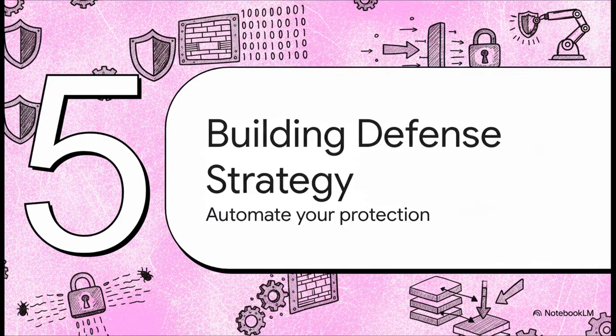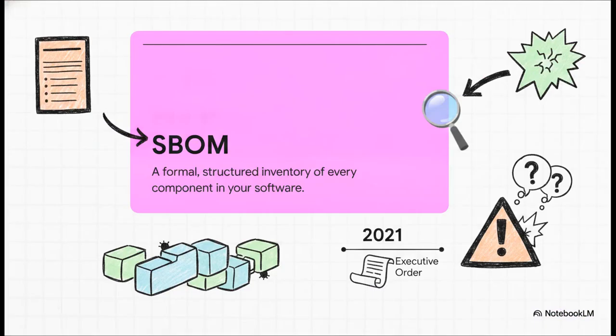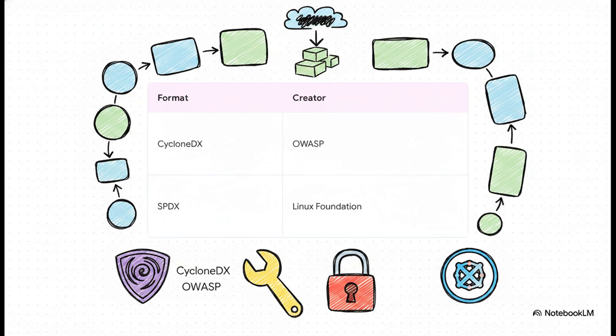Section 5. Building a defense strategy. An SBOM, or Software Bill of Materials, is absolutely vital here. Think of it as the nutrition label for your code. It tells you and your customers exactly what is hiding in your supply chain. It's actually so critical that it was mandated for U.S. federal software by a 2021 executive order. Without an SBOM, when a massive new vulnerability drops, you have no quick way to know if your product is actually affected. The two main formats you're going to encounter for this are CycloneDX, which was created by OWASP, and SPDX, created by the Linux Foundation.